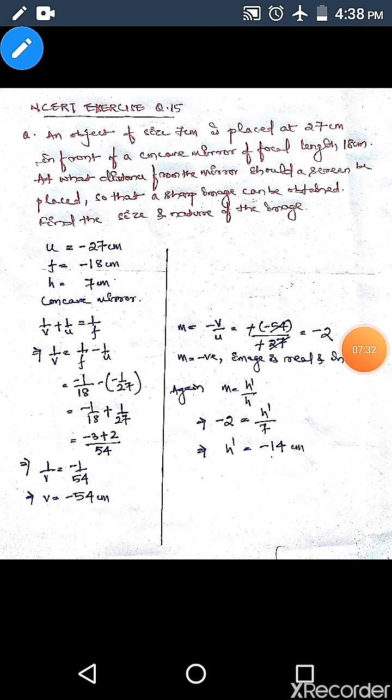Now we are going to solve numericals related to mirror and lens formula. I have solved two problems here from the exercise of the NCERT book. Now let us see the first numerical.